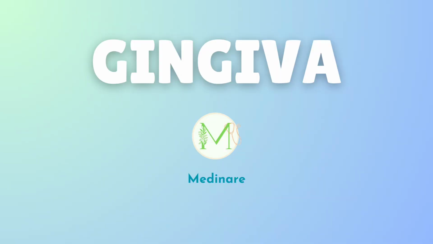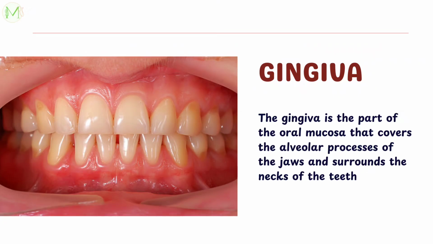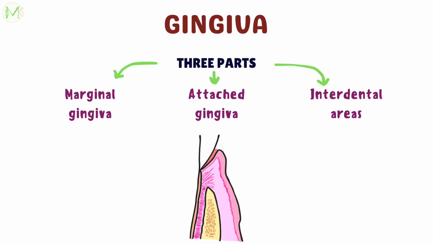In particular, we'll discuss about macroscopic features of gingiva. Gingiva is the part of oral mucosa that covers the alveolar processes of the jaw and surrounds the neck of the teeth. This is what you're going to write or tell in viva when they ask definition of gingiva. And it is anatomically divided into three parts, which are marginal gingiva, attached gingiva, and interdental gingiva.